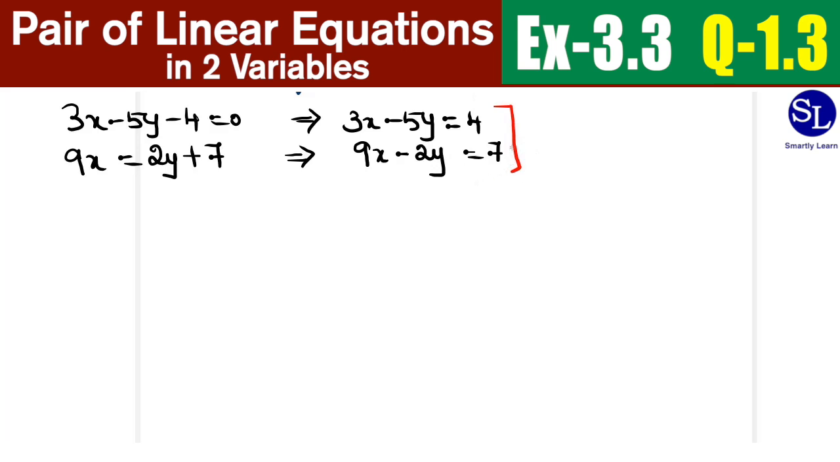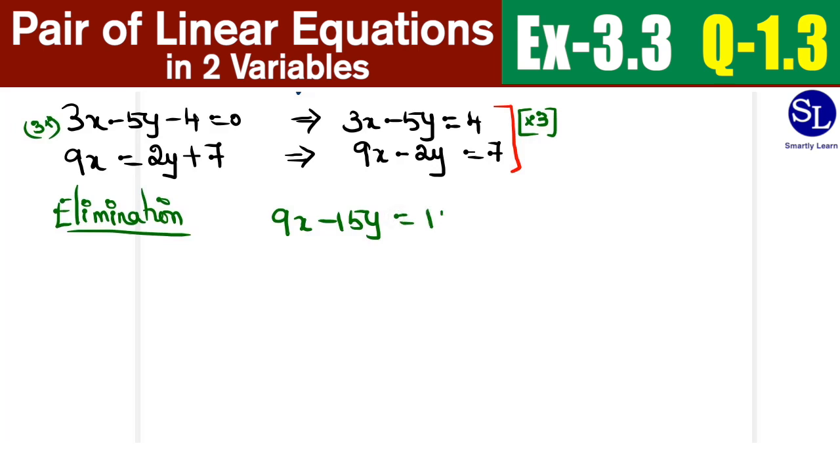Now we are going to use both the methods to solve this. So first let's start with elimination method. So in elimination method, I need to remove one variable. It is going to be easy to multiply the first equation by 3, thereby eliminating the x. So let's multiply the first equation by 3 here. So this equation will become 9x minus 15y is equal to 12. The second equation I am retaining as such. So 9x minus 2y is equal to 7.